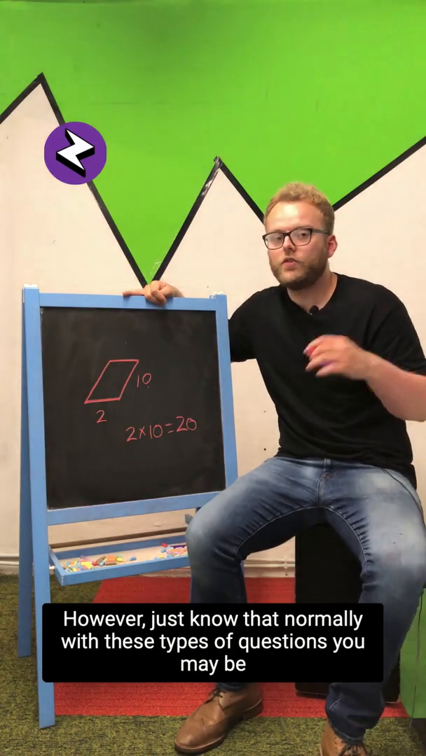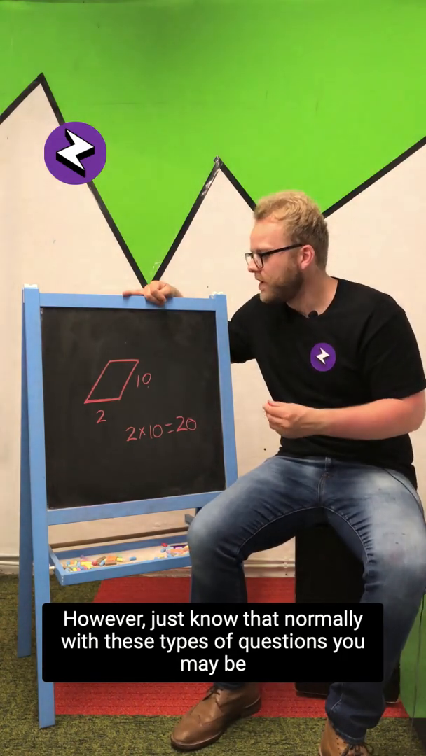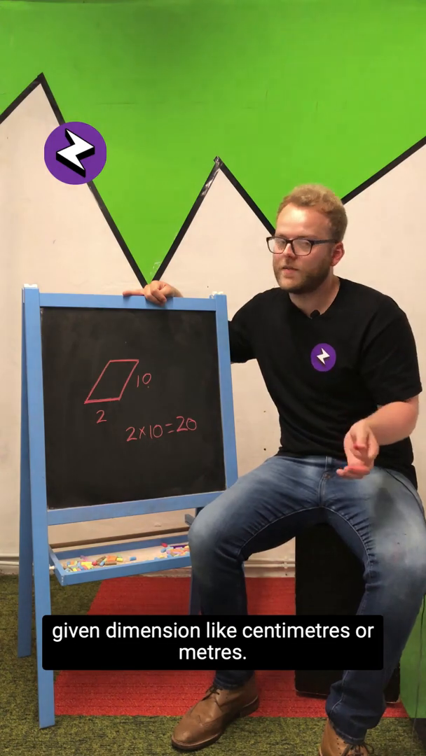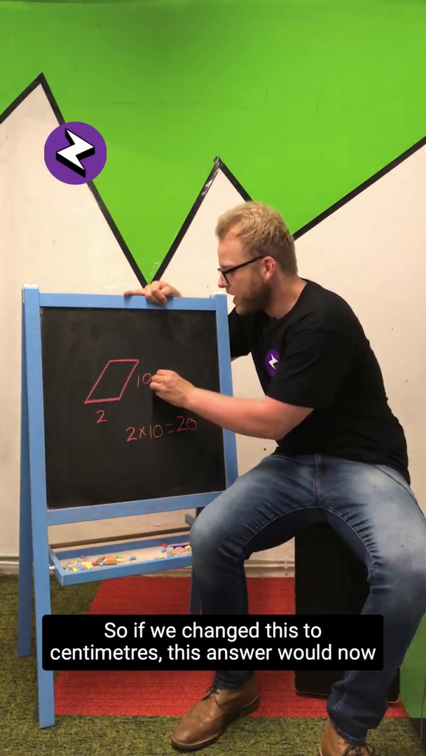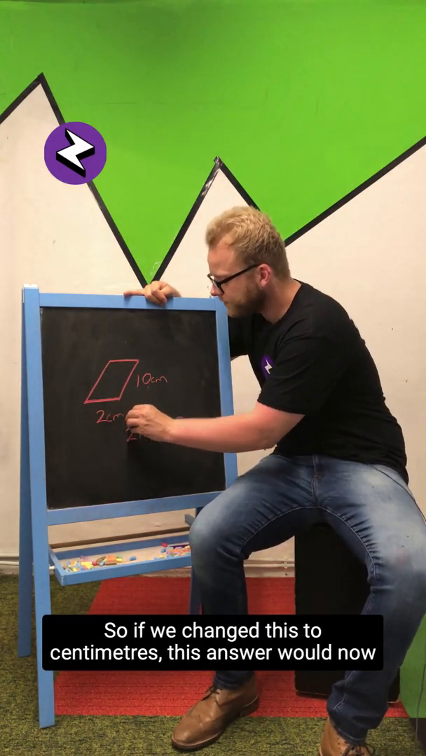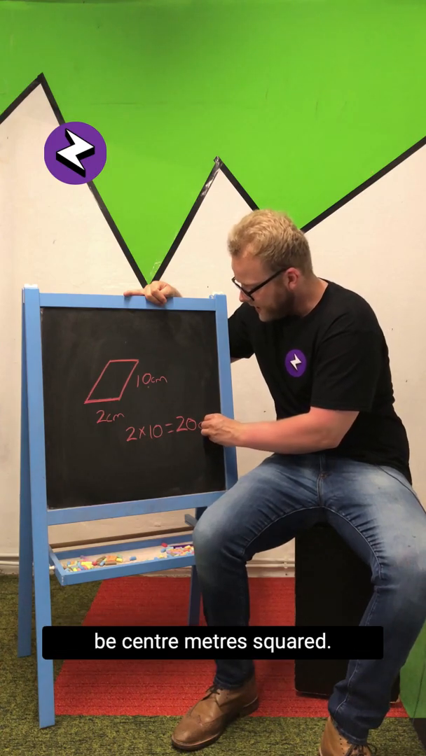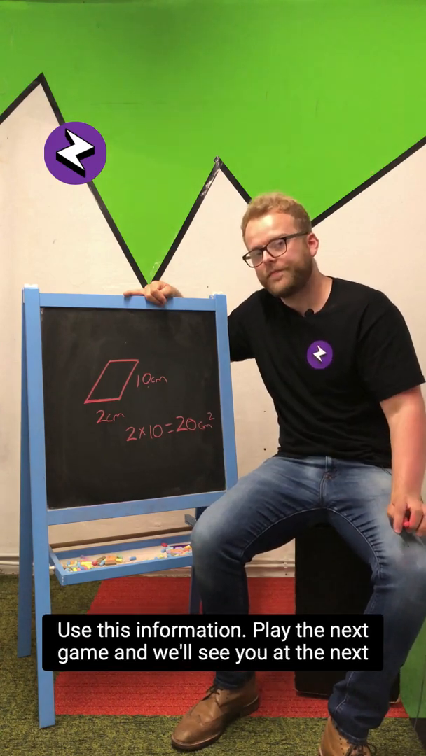And just know, normally, with these types of questions, you may be given a dimension like centimetres or metres. So if we change this to say centimetres, this answer would now be centimetres squared. So just know that.